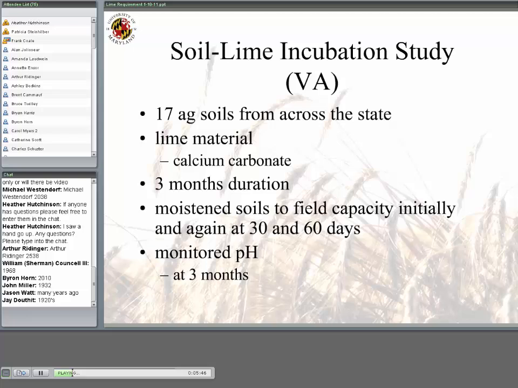They basically moistened the soils to field capacity after they mixed the lime thoroughly with them, let the soils dry, moistened them again to field capacity at 30 days, let it dry, moistened it at 60 days, let it dry, and then at 90 days the experiment was over and they monitored the pH.